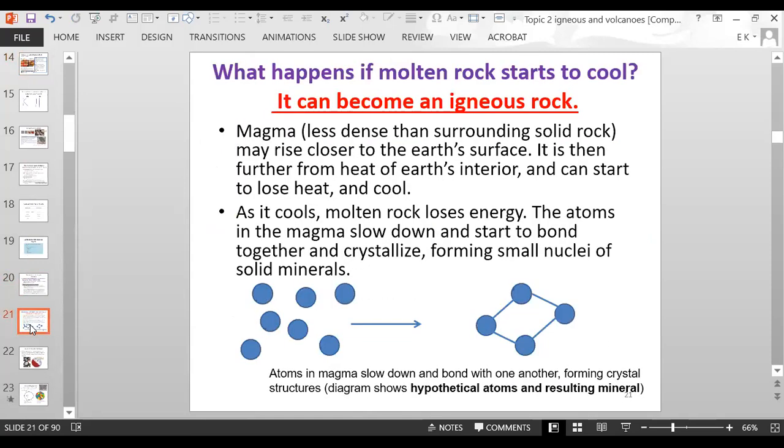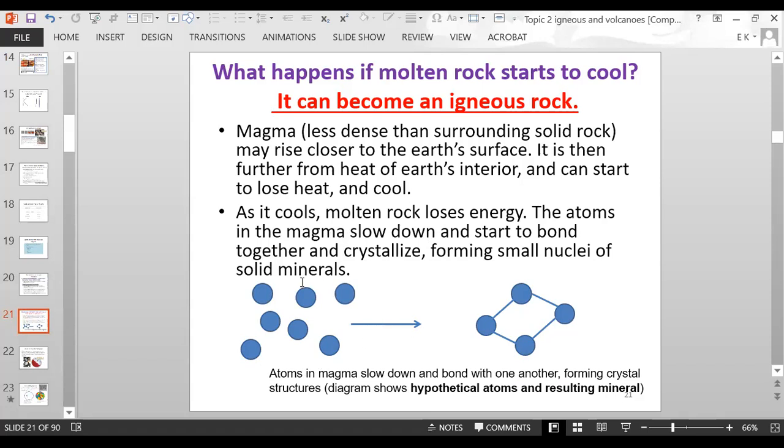The molten rock cools. So as it cools, the molten rock will lose energy and the atoms in the magma will slow down and start to bond together and crystallize. And this forms small nuclei of solid minerals. And again, when I'm saying the word magma, in this case, we can also replace it with the word lava. Okay, it's more just molten rock.